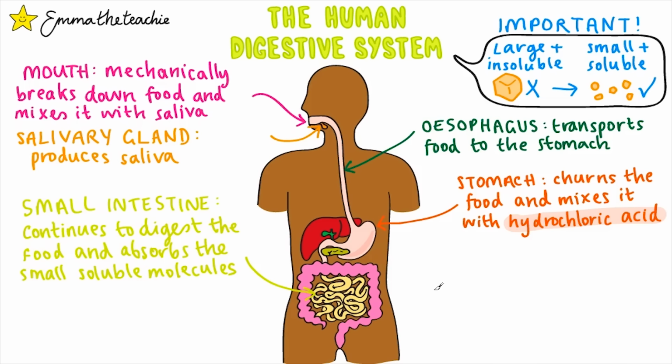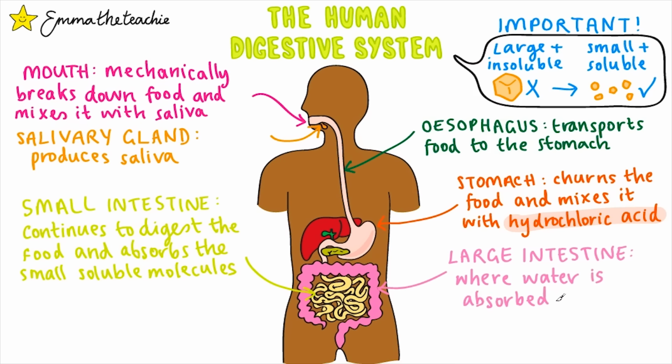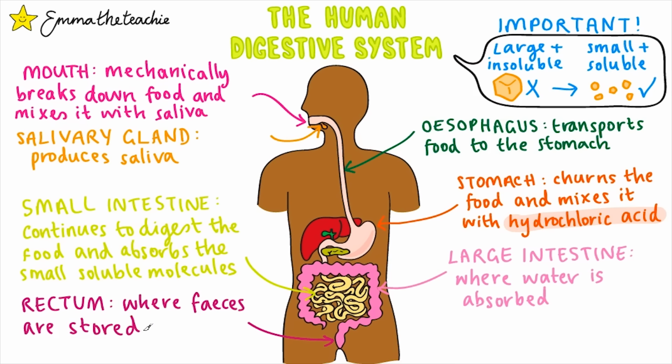Okay, let's carry on with our journey through the digestive system. After the small intestines, the food passes to the large intestines. This is where water is absorbed from any undigested material. We call this undigested material feces, and it gets stored in the rectum. Then finally, it gets excreted through the anus.